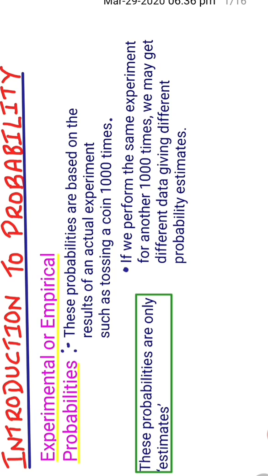That is, we first perform the experiment a certain number of times and note down the outcomes, such as tossing a coin 1000 times and observing how many times head comes up and how many times tail comes up. Because on tossing a coin, there are two possible outcomes, one is head and the other is tail. Now, these probabilities are only estimates because if we perform the same experiment for another 1000 times, we may get different data giving different probability estimates.